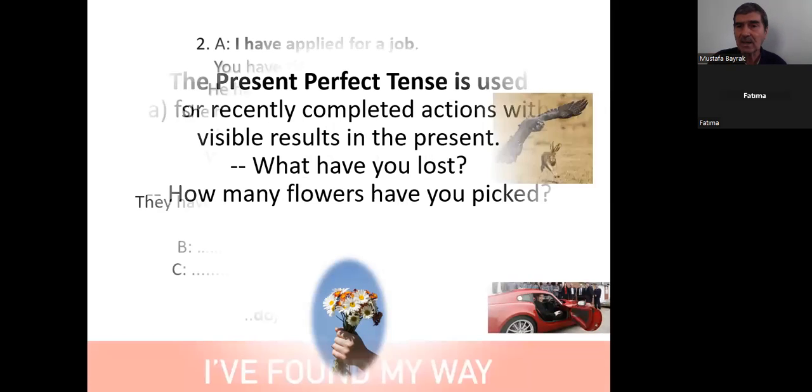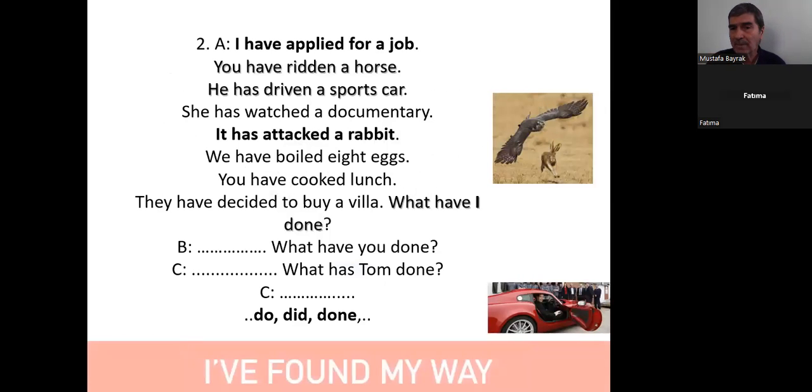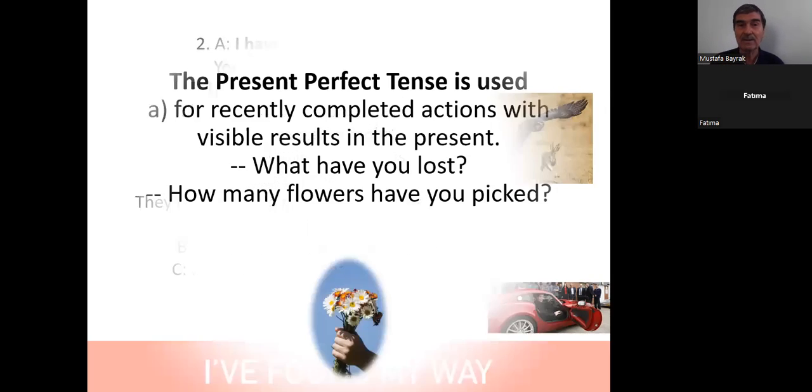Let's go backward and take a look at Tom. That Tom is in the car is visible evidence, okay? We understand that the action has finished, has completed. So we say, Tom has driven a car.